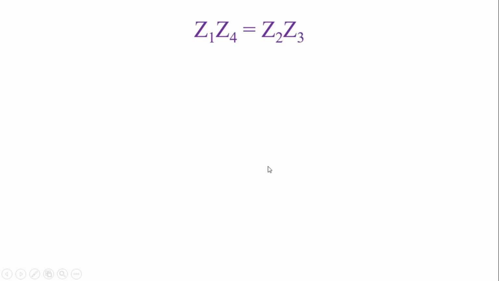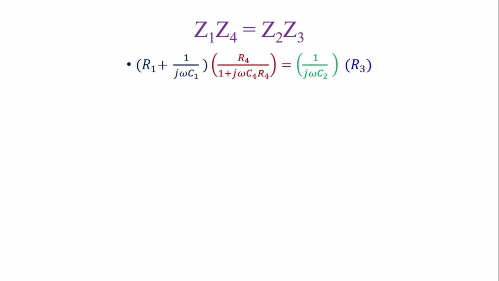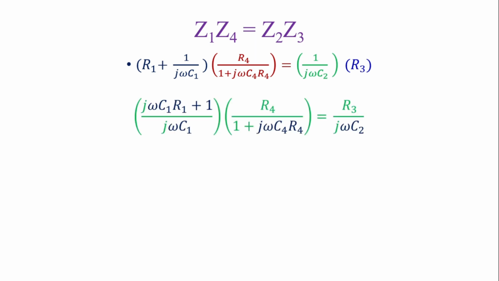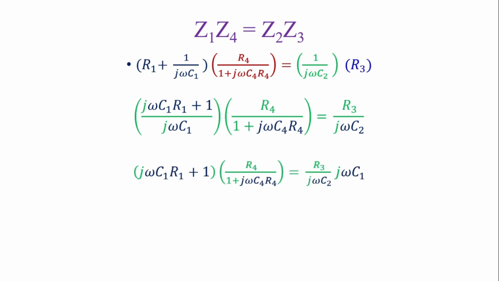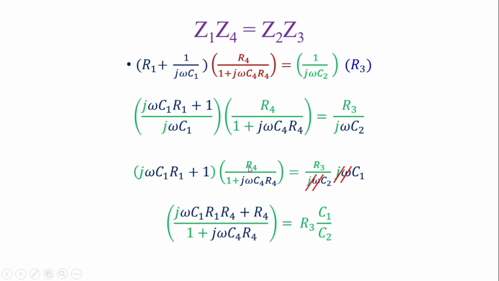Okay, now we will derive the equation for the Schering bridge based on the balancing condition. As we know, the balancing condition is that the product of Z1 and Z4 should be equal to the product of Z2 and Z3. Upon substituting the values for each impedance, we obtain this equation, and taking the common factor, we get this equation. Upon taking the j omega C1 denominator from the left to the right hand side, we obtain this equation. Upon cancelling these two, we are left with this equation. When we multiply the numerator, j omega C1 R1 plus 1, by R4, we obtain this equation.